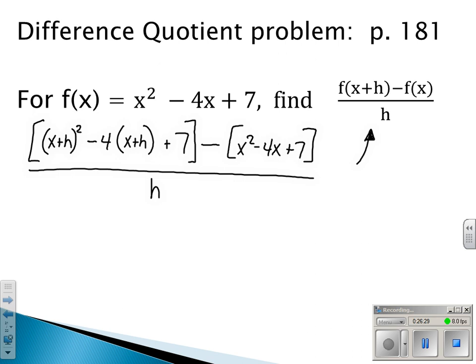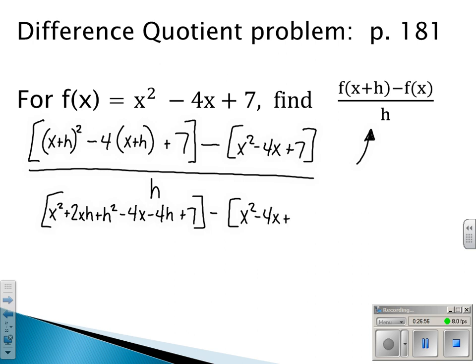Okay, now you begin to simplify. Remember that x plus h squared is an x plus h times another x plus h. You have to FOIL. So we're going to get x squared plus 2xh plus h squared. Distribute your negative 4. So that's the first part. And then minus the second, all over h. All right, so simplifying.